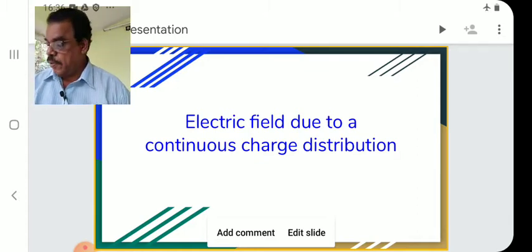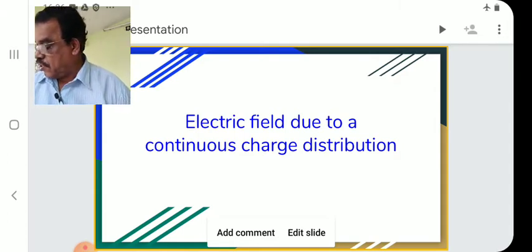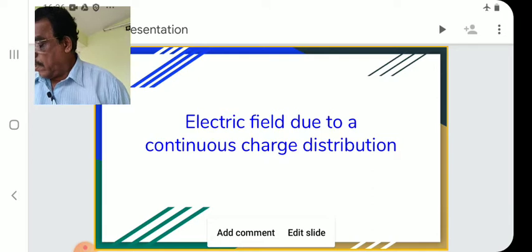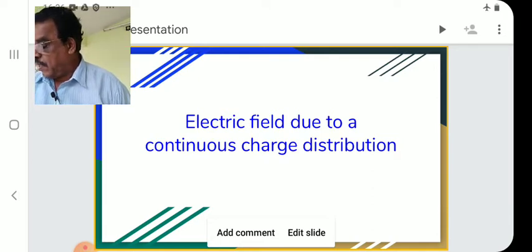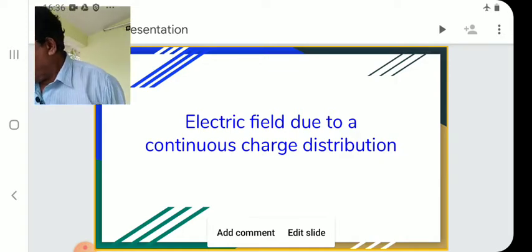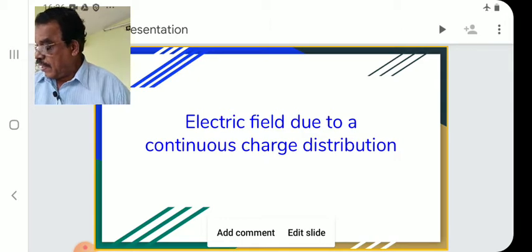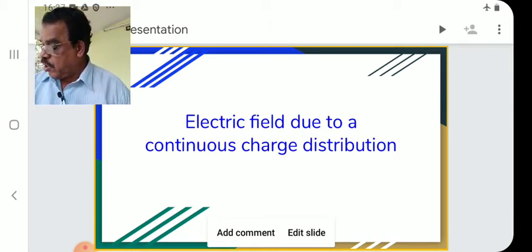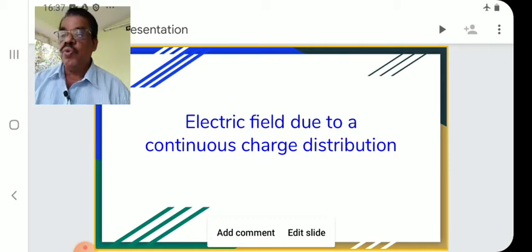A configuration which has a number of discrete stationary charges is called a charge distribution. The net electric field at a point is the vector sum of the individual electric field due to each charge.